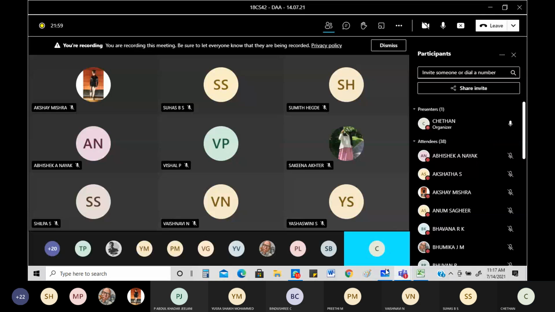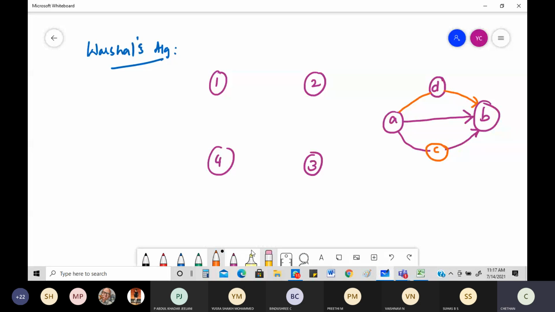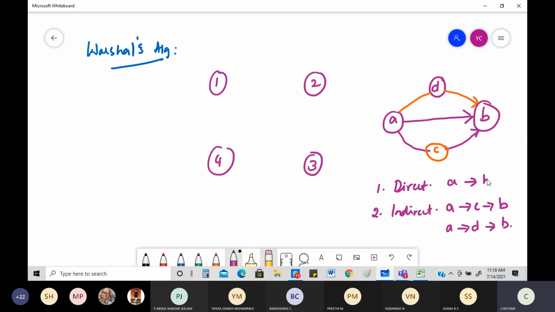What are the things that you see here? One, you either have a direct path from A to B. Second thing is you have an indirect path. What is an indirect path? You have right from A to C and then from C to B, or from A to D, and from D to B. Okay, this is known as your indirect path. This is your direct path, which is nothing but directly from A to B. Okay, so there are two ways that you can think of when it comes to path.